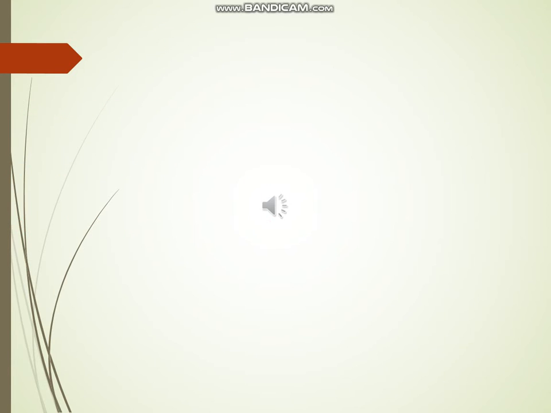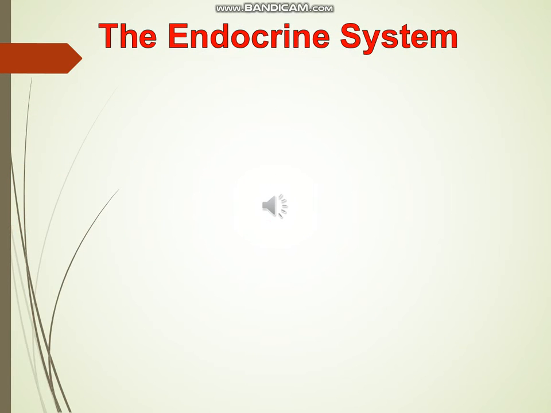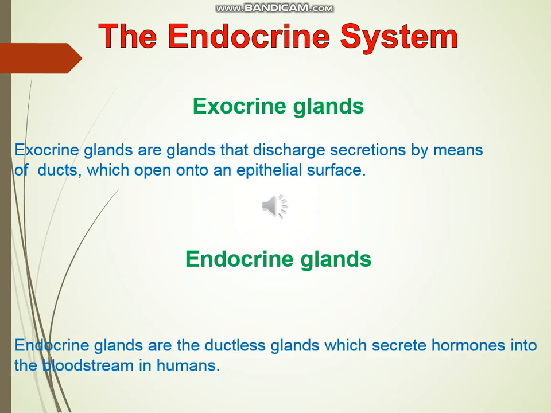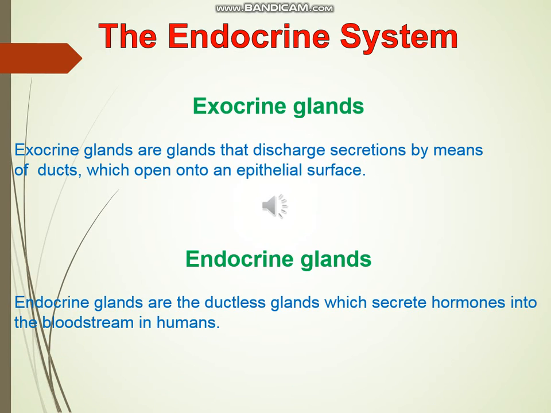The endocrine system consists of various glands like exocrine glands. Exocrine glands are glands that discharge secretions by means of ducts which open onto an epithelial surface. Endocrine glands. Endocrine glands are the ductless glands which secrete hormones into the bloodstream in human beings.